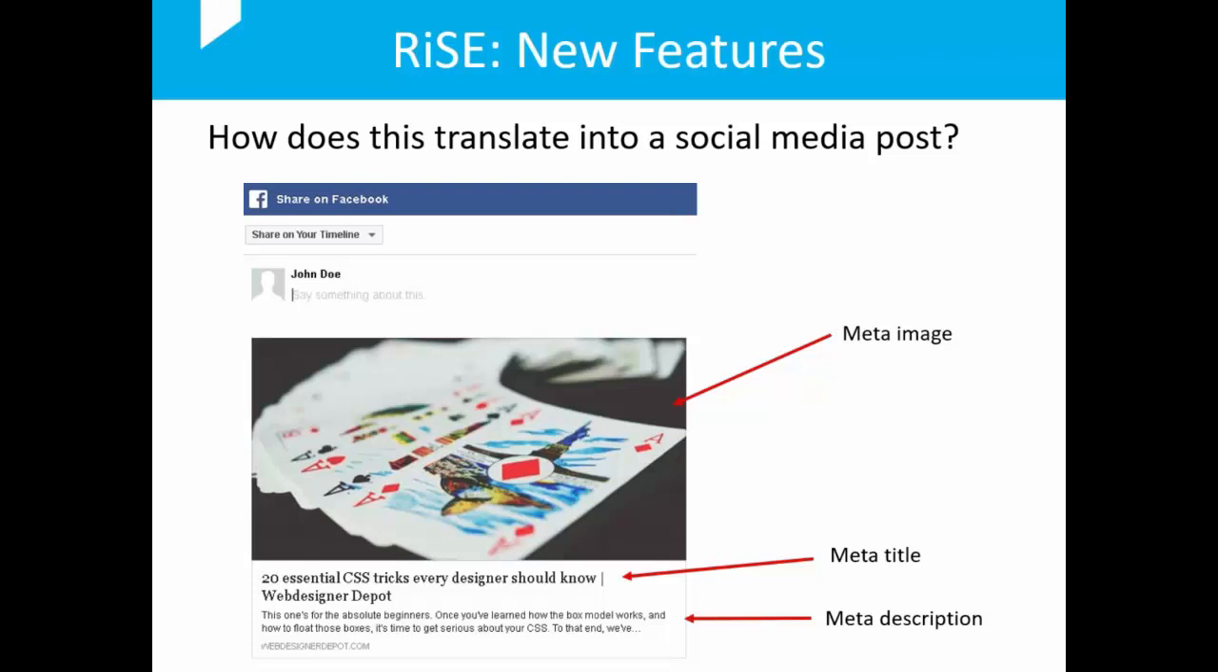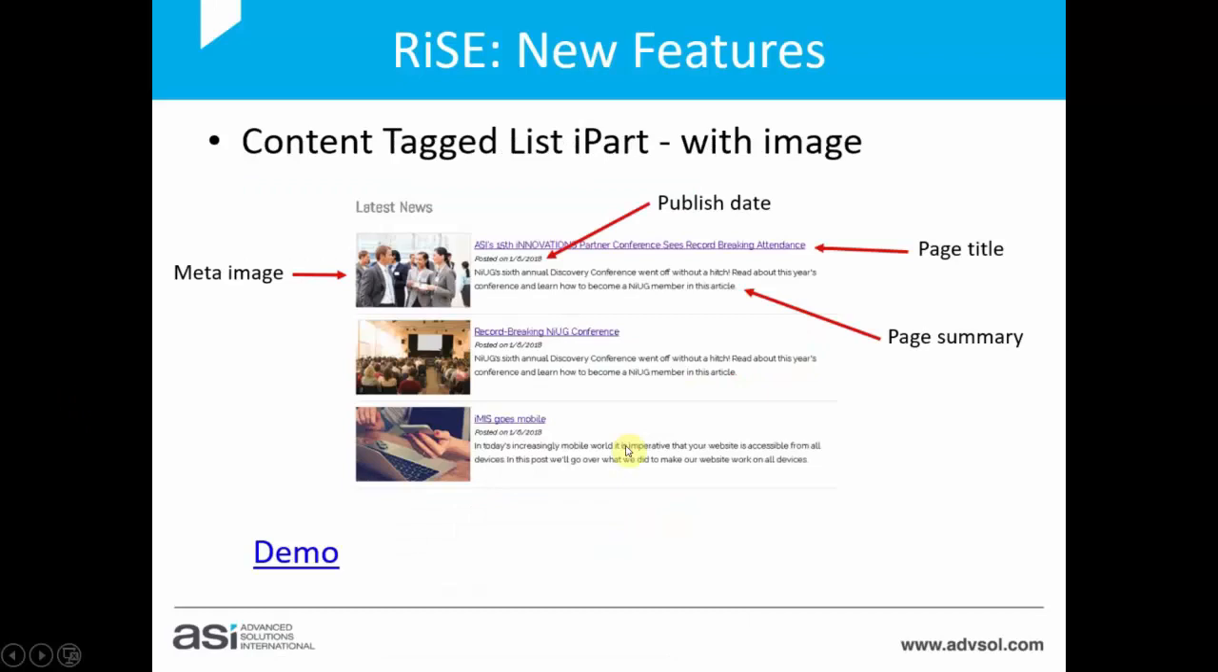All of that information is pulled from the meta information within the HTML page, which is why it is very important for you to define that information. I will show you how to do that in RiSE in just a minute. But first, I want to talk about the changes that we made to the content tag list iPart.